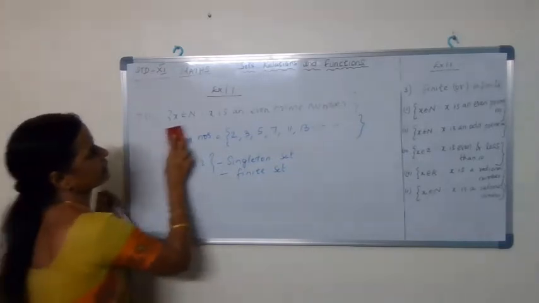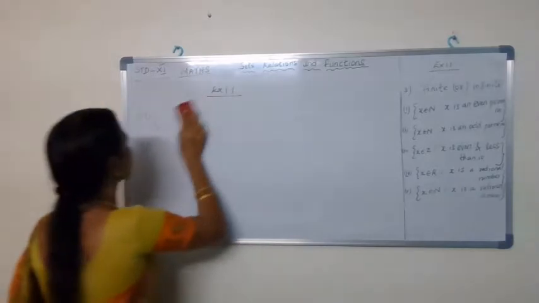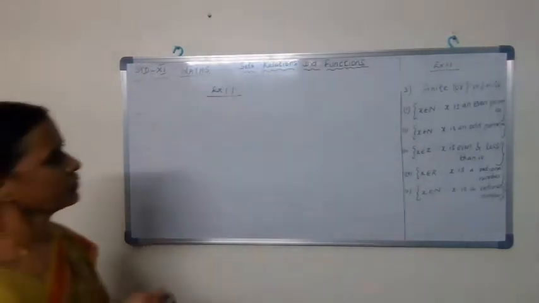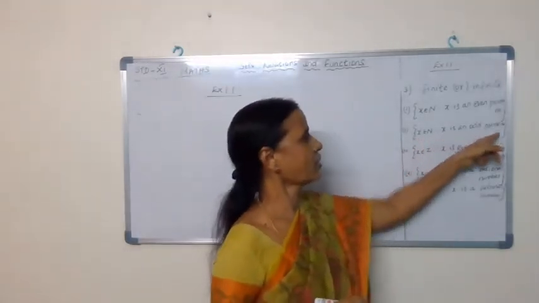Next, second division. What is the second division? x is a natural number, x is an odd prime number.